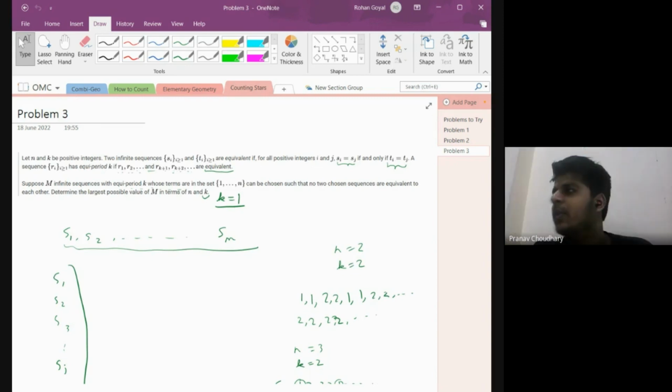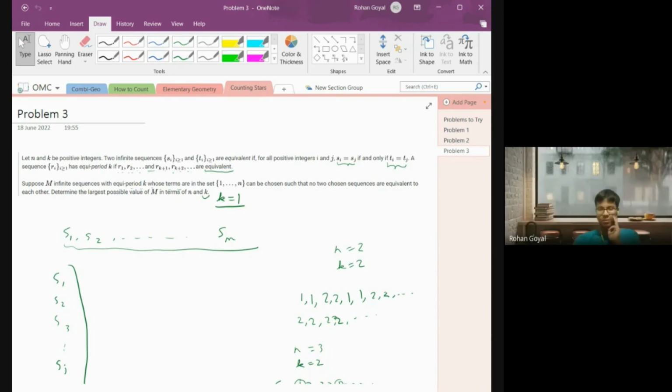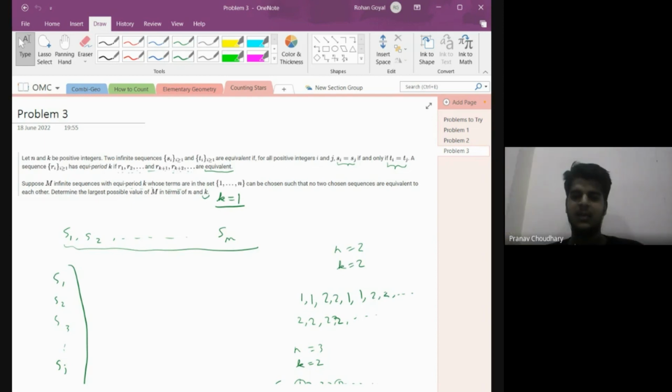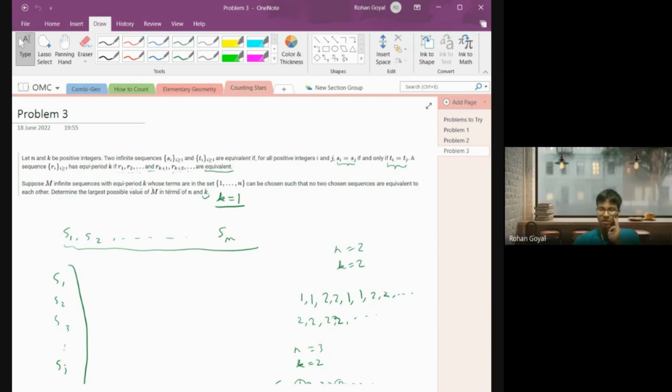The proof is obvious. Doubts? The proof is obvious only, no? For k equal to 1. No, don't say it's obvious. You might find it easy, but don't say it's obvious.